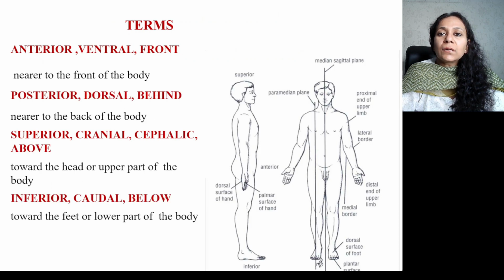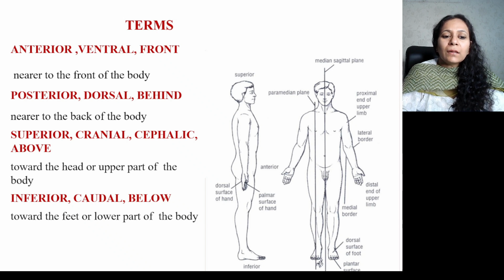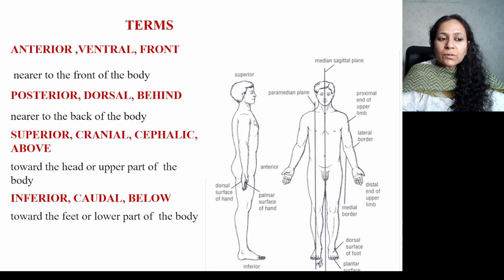Now these are certain terms which you'll be using once you are seeing the patient or talking to each other. You'll be using these terms in anatomy. See, what is anterior? Anterior is the front part of the body, that is nearer to the front of the body. Anterior is this. So there are other terms also which we use.